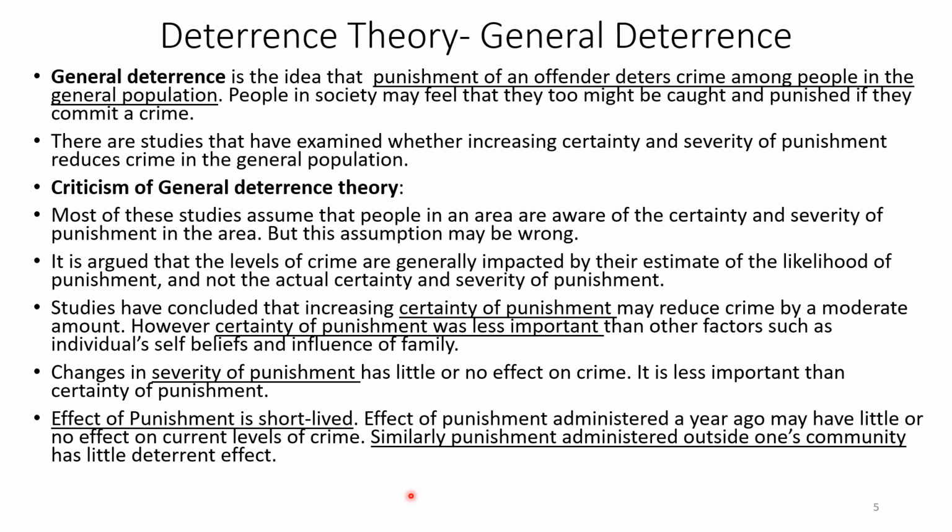To sum up, it can be seen that certainty of punishment has a moderate impact of reducing crime in an area. The impact can substantially increase if certainty of punishment is increased. Severity of punishment has little or no impact. The effect of general deterrence is generally short-lived and confined to the area where the punishment is given.